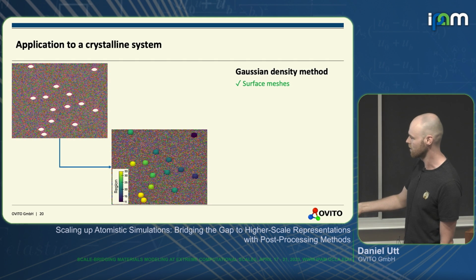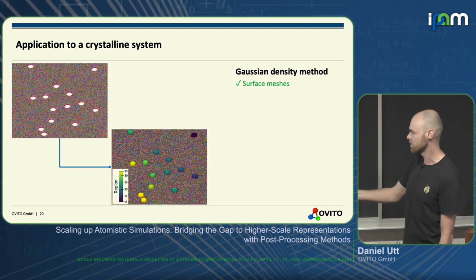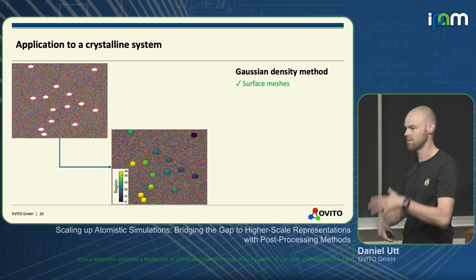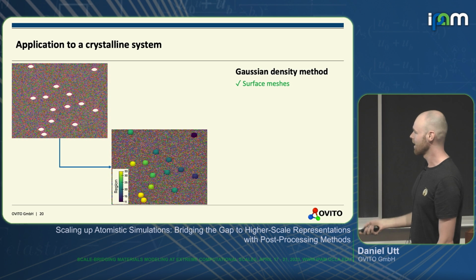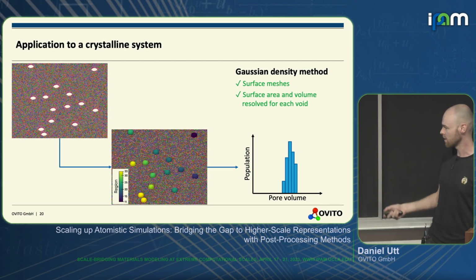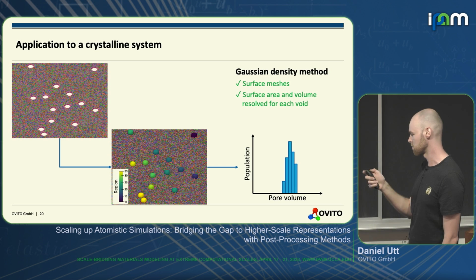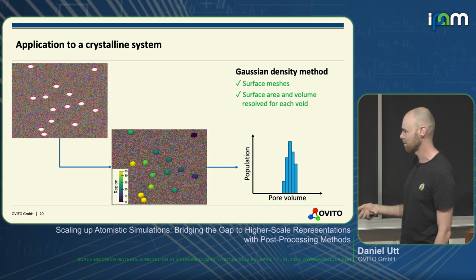So we can now color code them based on whether they're connected or not. So we can see these are all different voids that are not connected underneath in the hidden part. And we can then also resolve the surface area and volume for each of them and create statistics, which can then be used further up the processing or publication pipeline of your work.